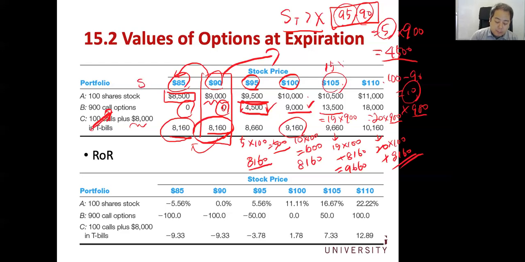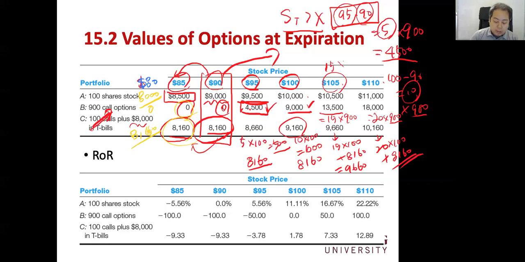Same thing happens if the price is 80. So let's say the price is 80. What happens is you have 8,000 for strategy A, 0 for B, and 8,160 for C because you don't exercise the option below the exercise price.